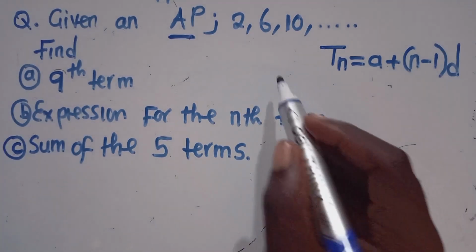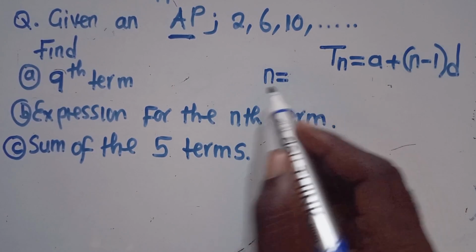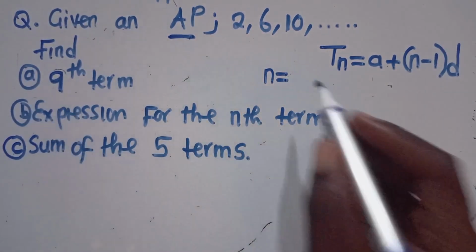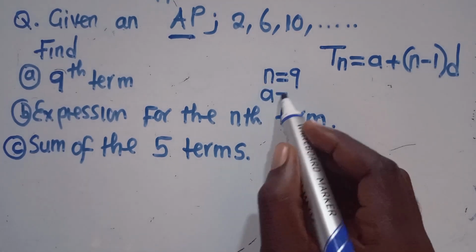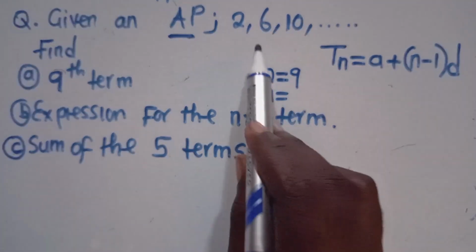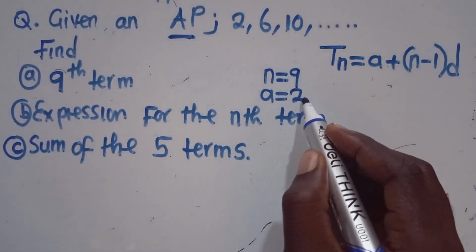So what I'm going to do is that I know that n is the number of terms that I want to find. I want to find the nth term, which is what? Ninth term. I need to have a, which is my first term. In this case, what is the first term? My first term is 2. So I put my 2 there.